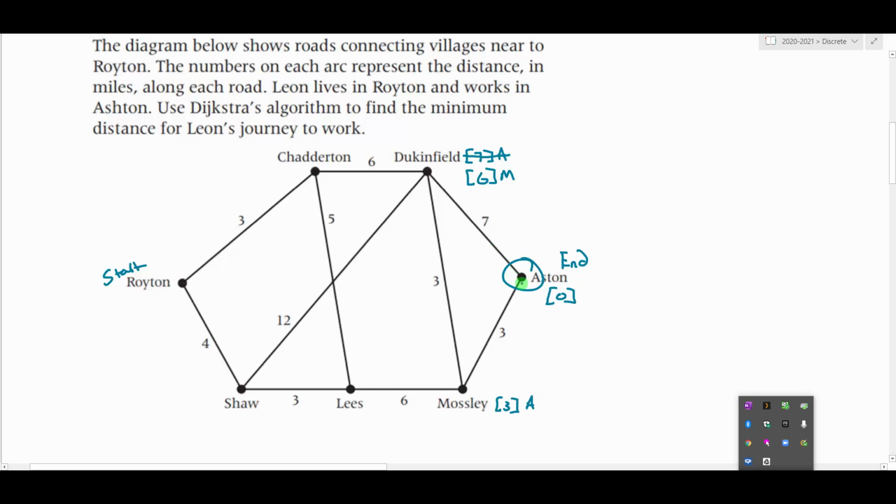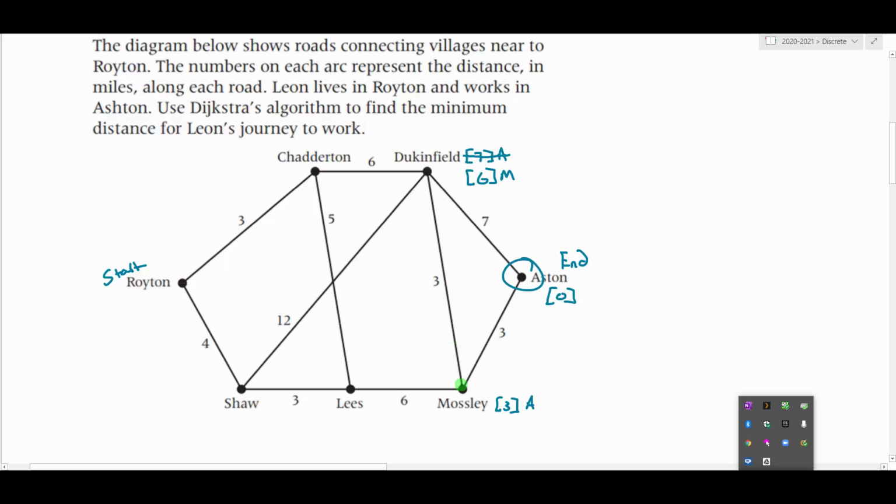All right, so what just happened there, right? We had a path to Duncanfield going from Aston. It had a distance of 7. But I can get there quicker if I go to Mosley first and then Mosley to Duncanfield, right? Because 3 and 3 give me 6. So it would not make sense to take this path to Duncanfield. So that's why we cross it off.